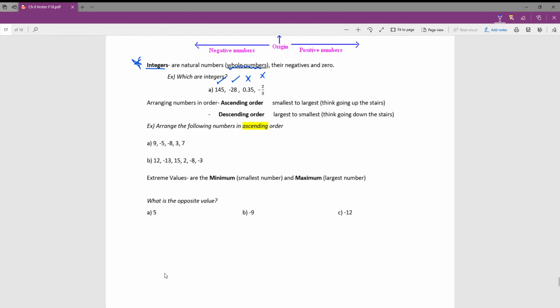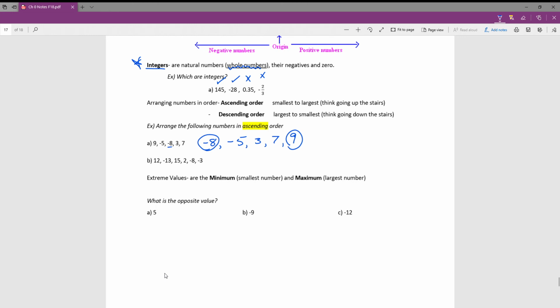So writing these in ascending order, we're going to go from smallest to biggest. So the smallest number is -8, -5. That's writing the list of numbers from smallest to biggest, and I think you could do it. Extreme values would be the smallest number, so this would be the minimum, and this would be the maximum. You can go ahead and give the next one a try. Usually people are pretty straightforward with this.